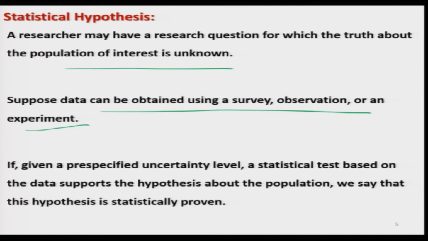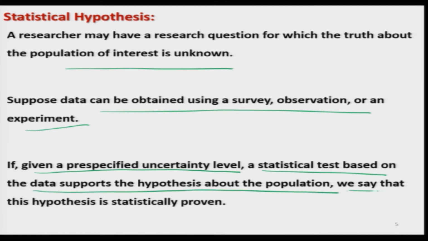But definitely when you are trying to answer the question, there is going to be certain uncertainty, because there is a random variation. If this uncertainty is very high, you cannot accept the conclusion confidently. So, what we try to do is specify the uncertainty, that okay, this much I can expect. For example, in case I say my age is 50 years or 51 years, you can accept this amount of uncertainty, but if I say my age is 50 years or 70 years, possibly you may not accept this much uncertainty in my statements, right. So, for a given pre-specified uncertainty level, if a statistical test based on the data supports the hypothesis about the population, then we say that this hypothesis is statistically proven, right.